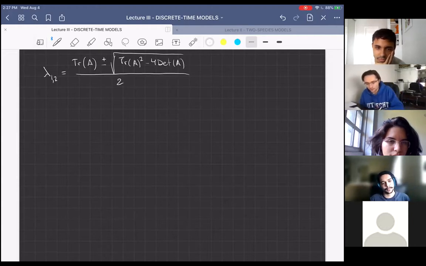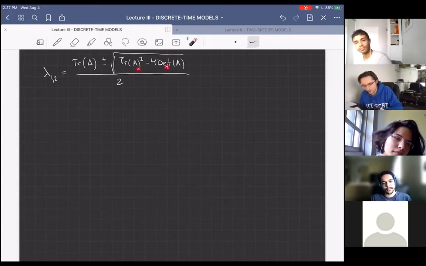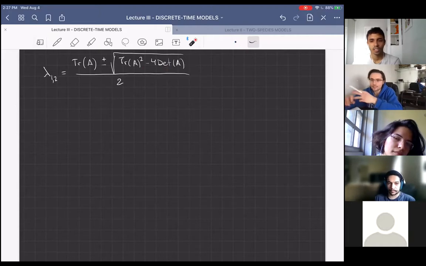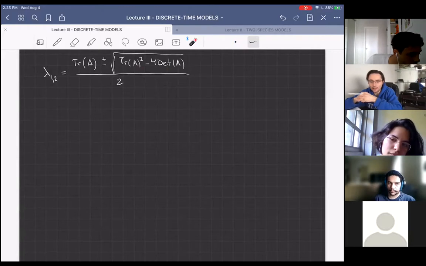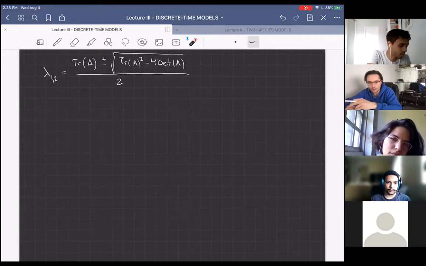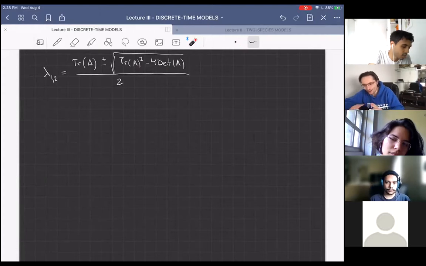Depending on the trace and the determinant of the Jacobian matrix, these eigenvalues can be real, they can be complex, they can be pure imaginary, they can be many different things. I will invite you to explore the different possibilities. I'm going to sketch here for you how you order these eigenvalues and how you get the different behaviors depending on the values of the trace and the determinant. But basically, I'm going to give you some intuition.